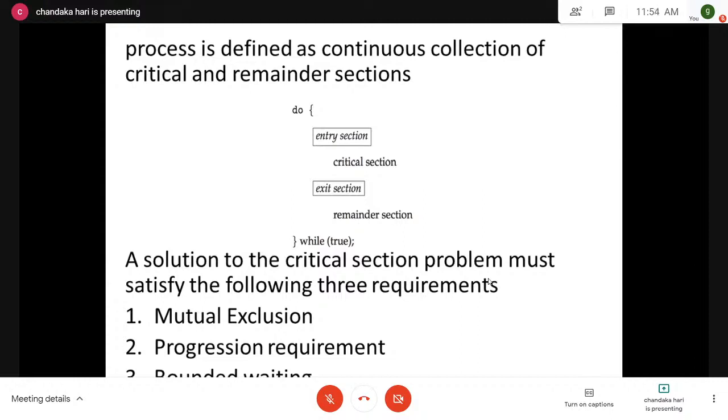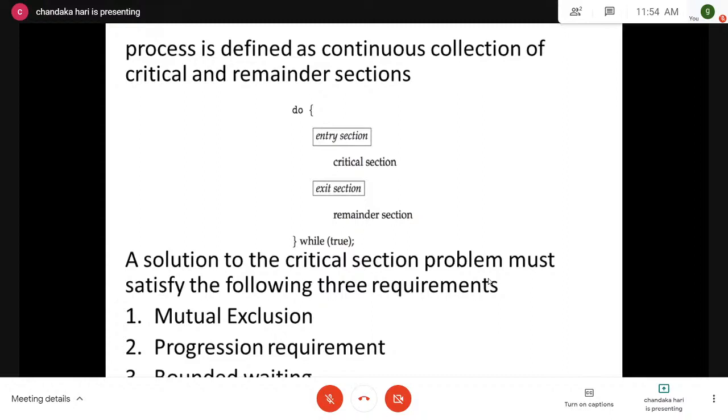In a similar manner, if a high priority process is not the only one allowed to enter the critical section every time, we need to give some priority to the other processes also. That's why we use the aging concept. That is also going to be considered. These are the three requirements that must be satisfied for any critical section problem.